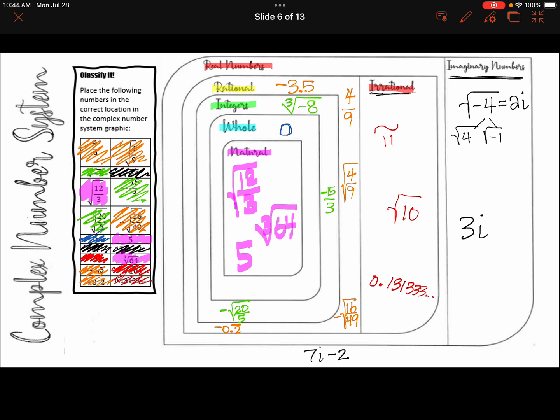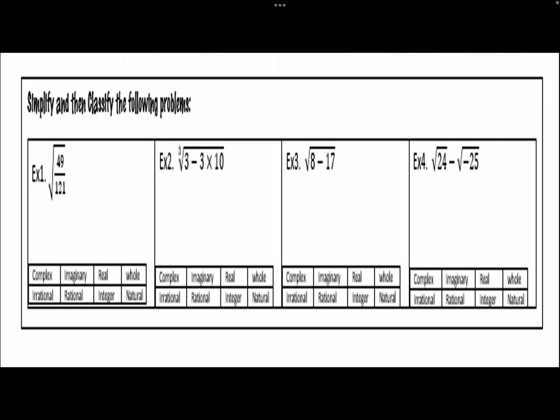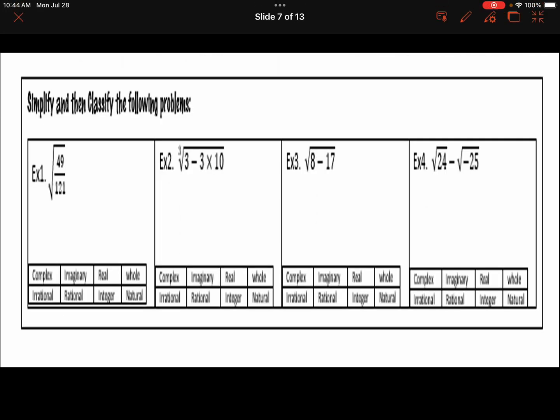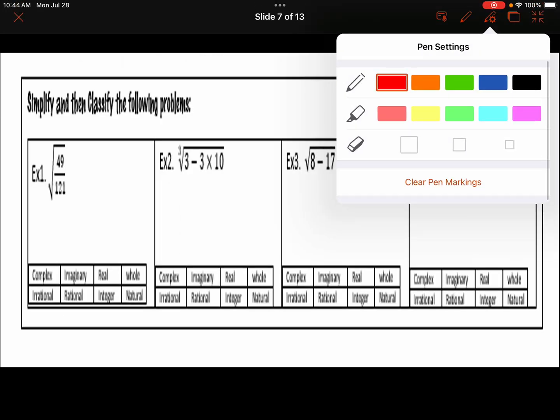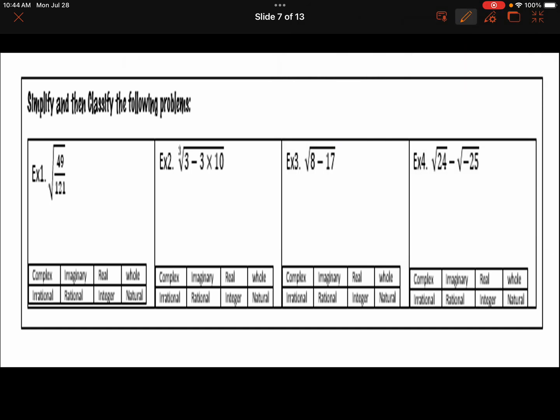All right. Now we're just going to do a couple practice where we're just going to classify everything that it would belong in. So first, I need to simplify. You're always going to simplify before you classify. So they're both perfect squares. Square root of 49 is 7. Square root of 121 is 11. All right, so the smallest bucket that 7/11ths will go in is rational. All rational numbers are real, and real numbers are complex.